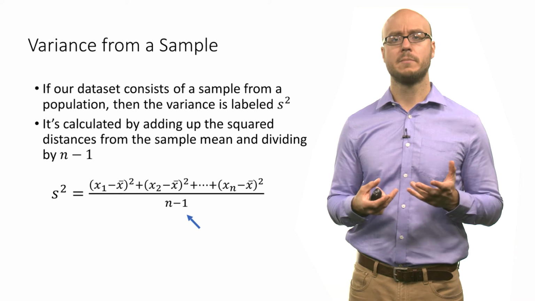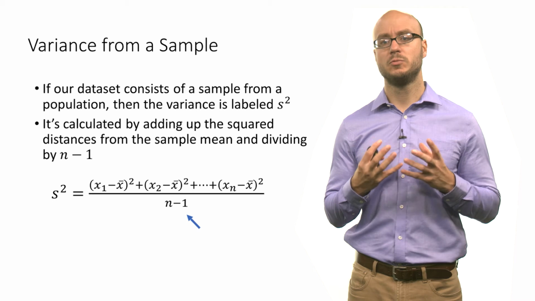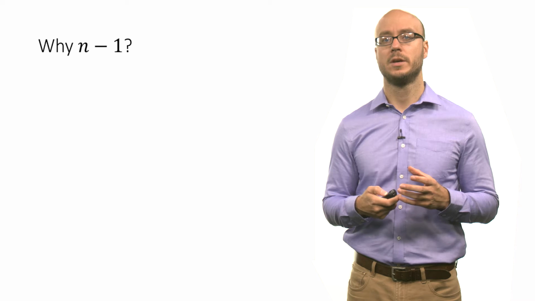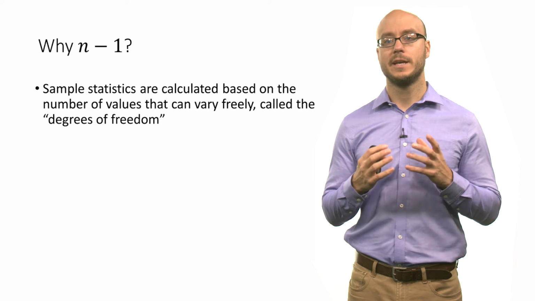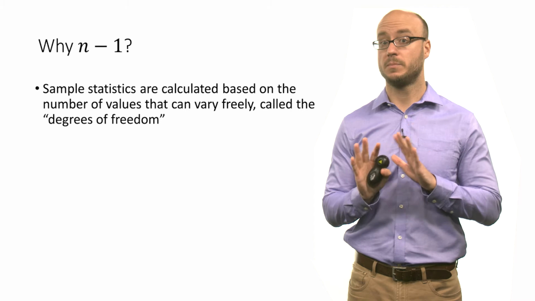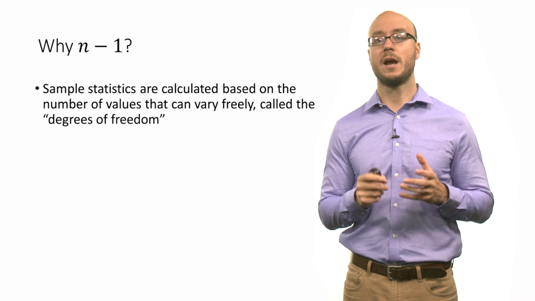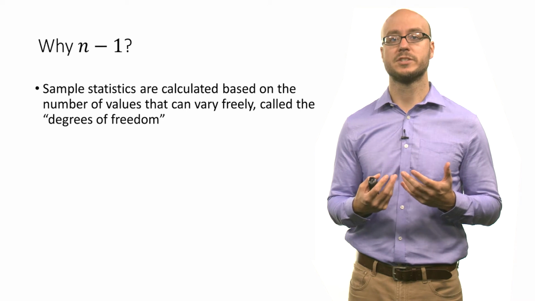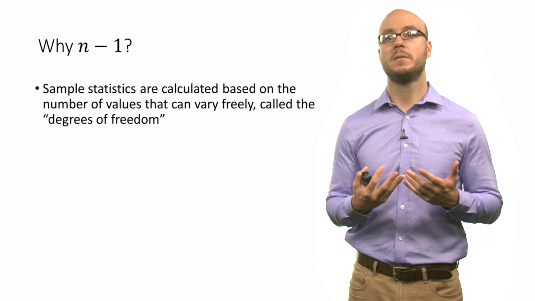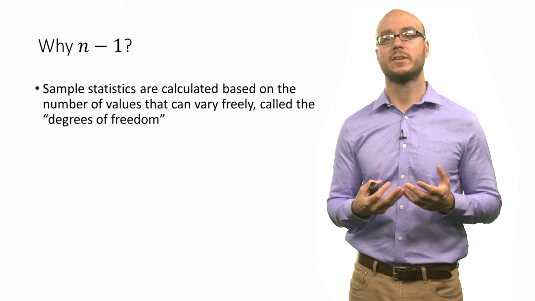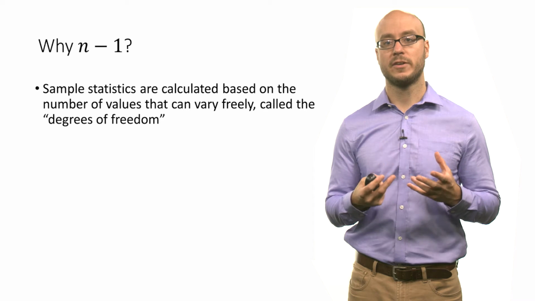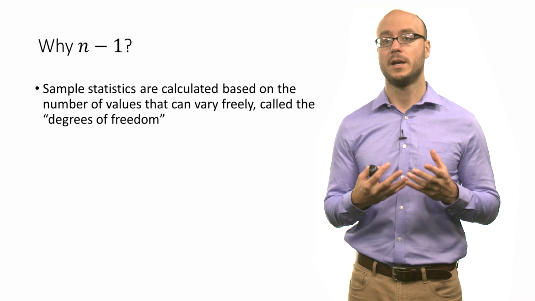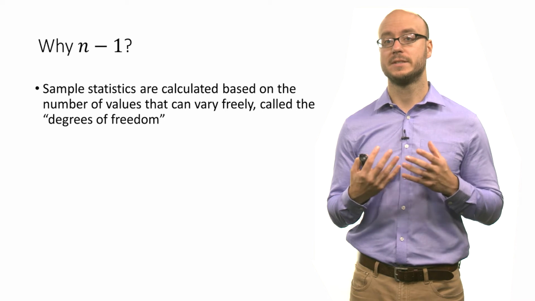Now, you might ask, why n minus 1 and why not n? Well, this has to do with the fact that we're gathering a sample from a population. One way to think about this is that in general, sample statistics, as opposed to population parameters, are calculated based on the number of values that can freely vary in these sets of observations. This number of independent pieces of information, this number of values that can vary freely, is called the degrees of freedom. So we divide by n minus 1 because that's the degrees of freedom in our sample, which is closely related to sample size, but it's not the same.